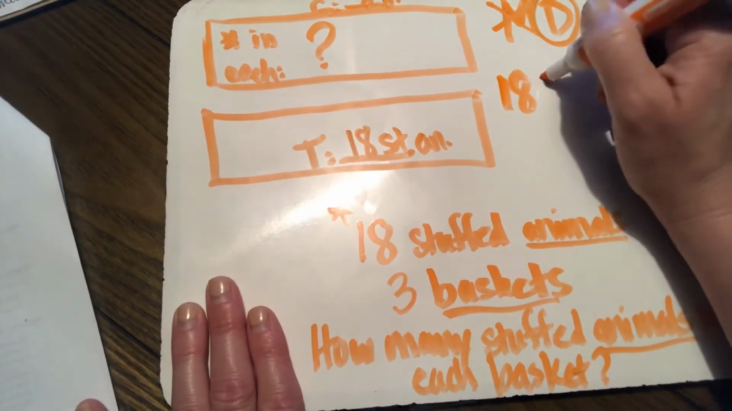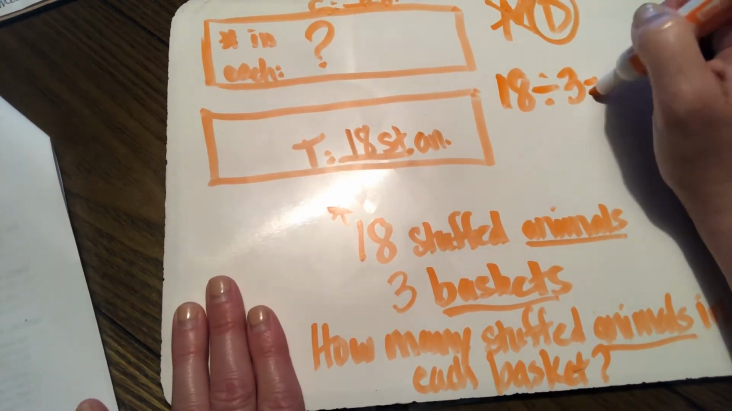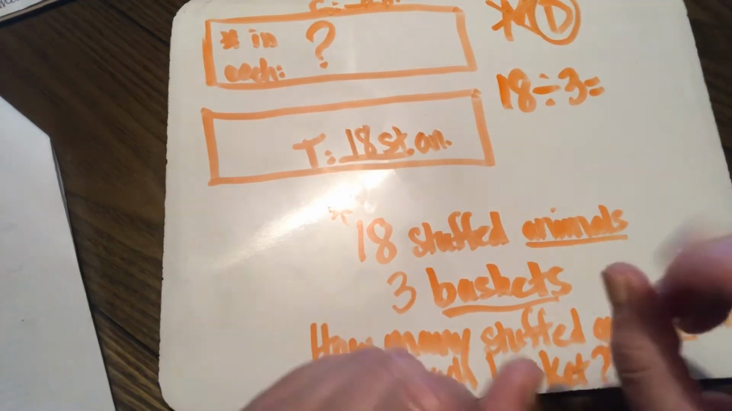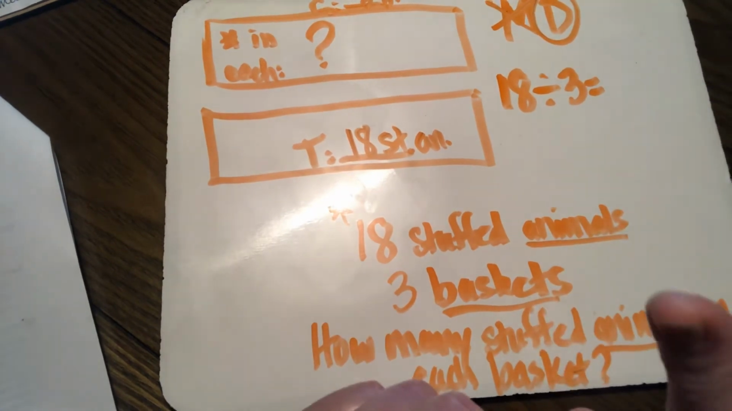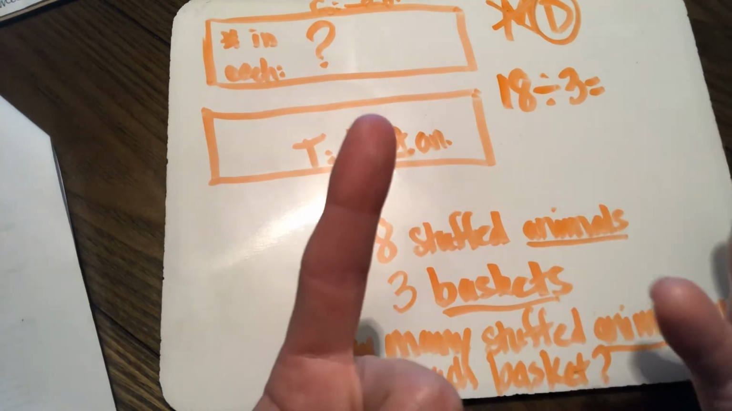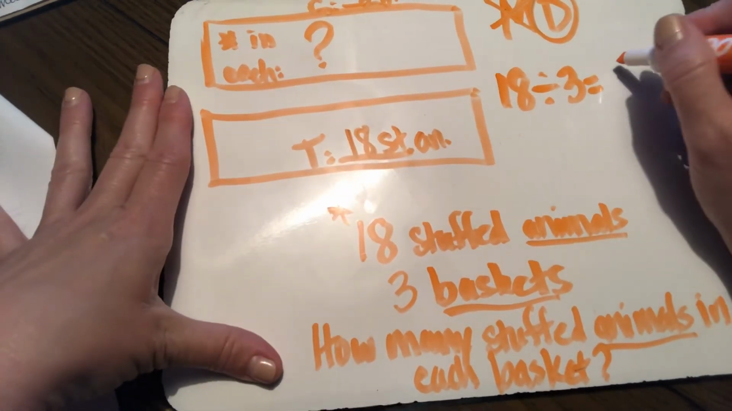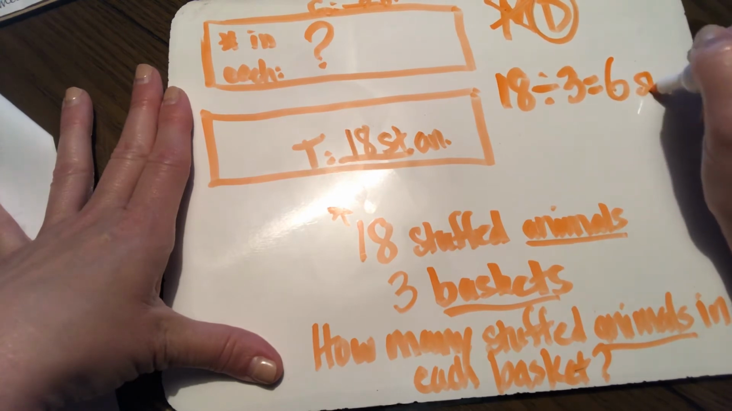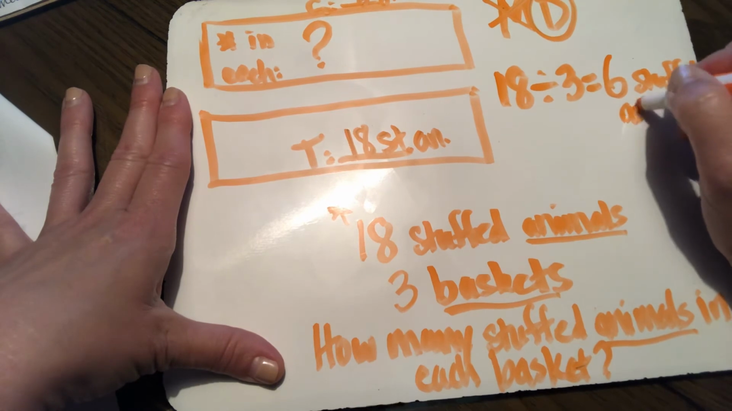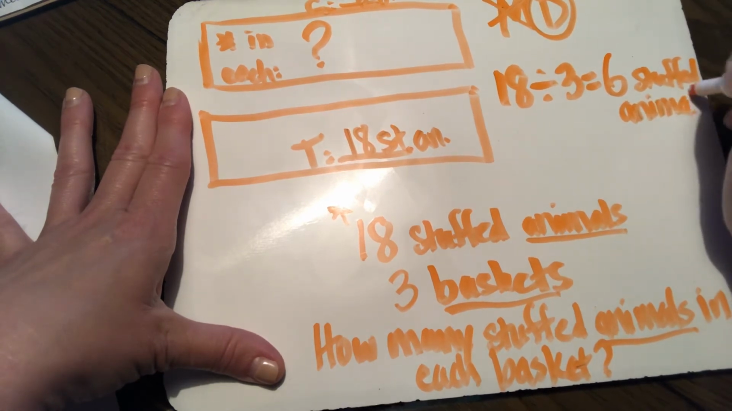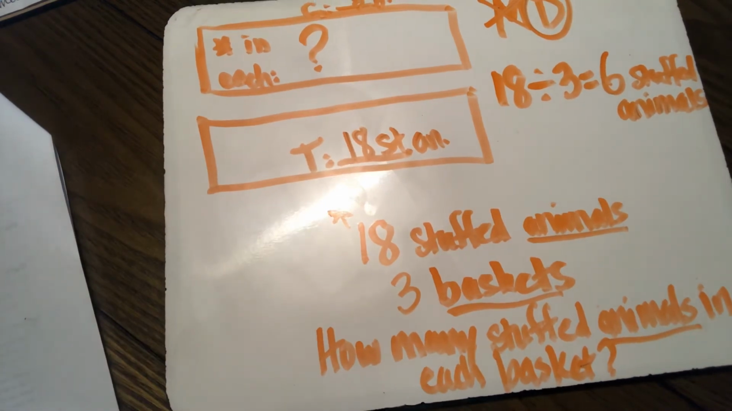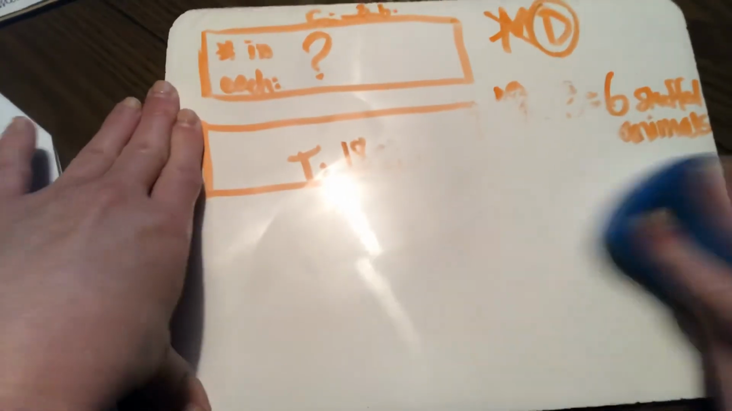So let's take 18 and divide it by 3. And let's count by our 3's till we get to 18. 3, 6, 9, 12, 15, 18. Ooh, I counted 6 times, boys and girls, so my answer is 6 stuffed animals. You guys are really getting the hang of this. I just know you are. I'm so proud of you.